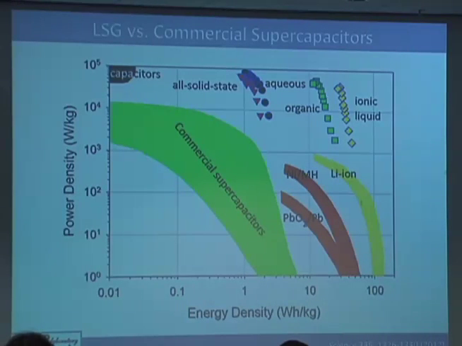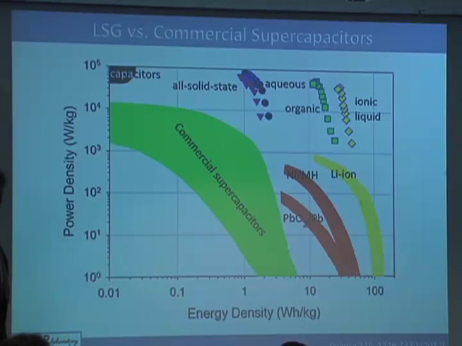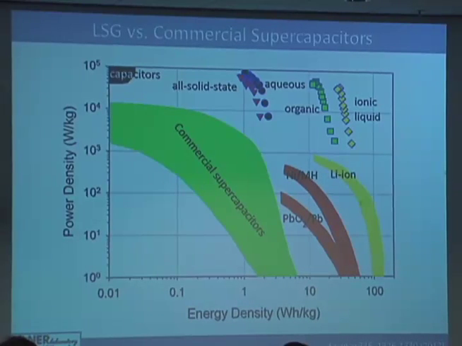here are capacitors, here are lithium-ion batteries, here's our material. This is our aqueous materials, our organic-based materials, ionic liquid-based materials. So we have stuff that certainly is competitive with lead-acid batteries. Of course, its power density is a factor of about 1,000 greater. And as we get into ionic liquids, we start to approach the energy density of lithium-ion batteries.